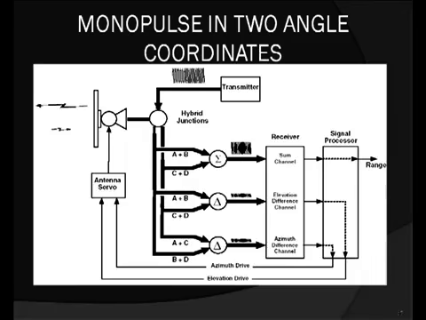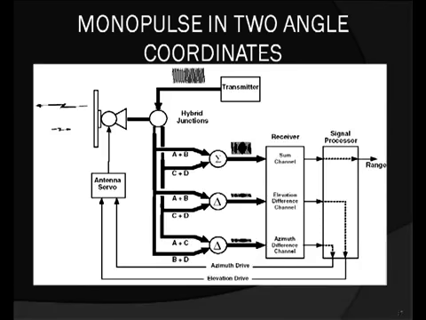So using these types of hybrid junctions, 3 in number, we can get both angle and range information with a single pulse. If all the 4 received signals are combined, A plus B plus C plus D, then we get the sum signal used for range. Then if you take the outputs of the feed horns, A plus C into one hybrid junction, B plus D into another hybrid junction, then the difference of these two signals will give rise to azimuth information.